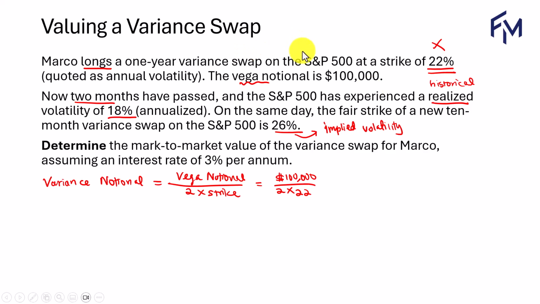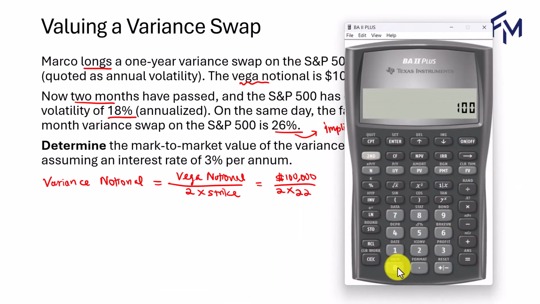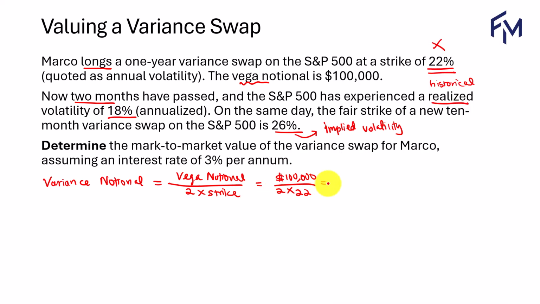If we calculate this, 100,000 divided by bracket 2 times 22, we get 2,272.73. Now, to do the valuation, we need to determine the weighted variance on the valuation date. If you look at the timeline, they entered into a 1-year contract. Let's say it is 1 year, and now you are at month 2 because 2 months have passed.